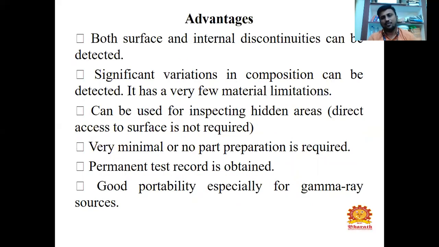The advantages of the radiography method: both surface and internal discontinuities can be detected. Second, significant variation in composition can be detected. It has very few material limitations. It can be used for inspecting hidden areas. Direct access to the surface is not required. Very minimal or no part preparation is required. A permanent test record is obtained. And there is good portability, especially for gamma ray sources.